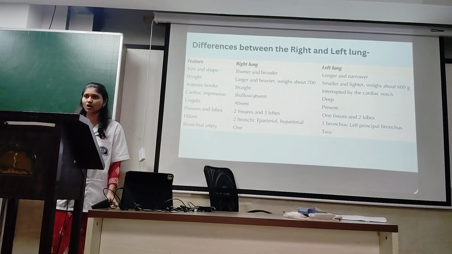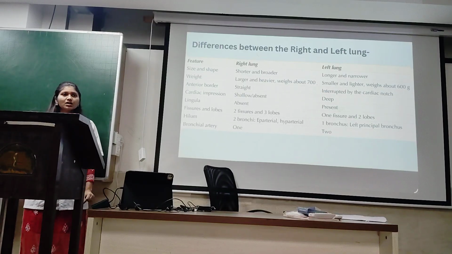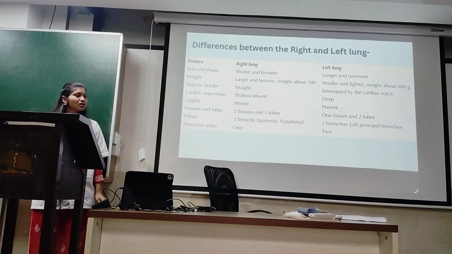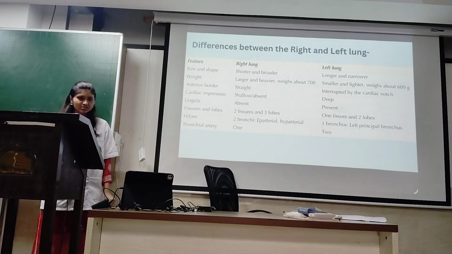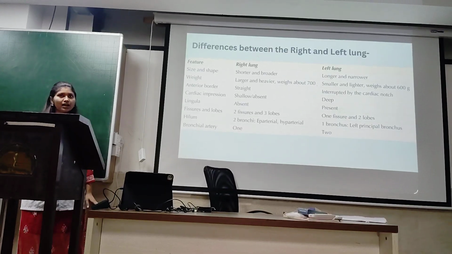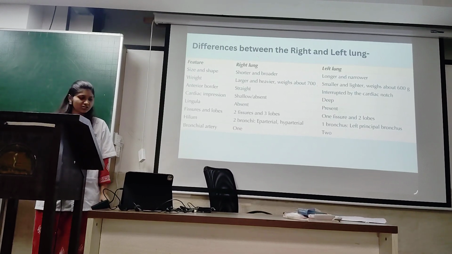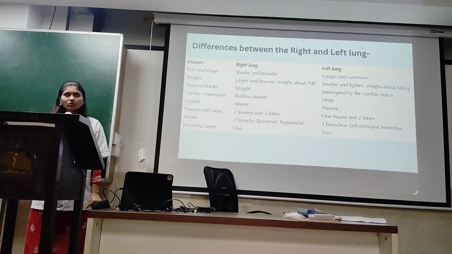The right lung, which is shorter and broader, weighs 700 grams and has 3 lobes and 2 fissures, while the left lung, which is longer and narrower, weighs 600 grams and has 2 lobes and 1 fissure, which is the oblique one. Thank you.